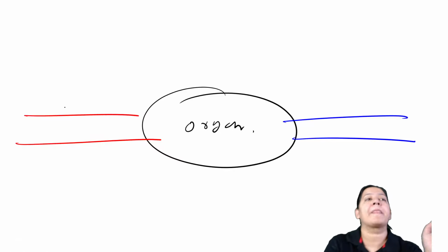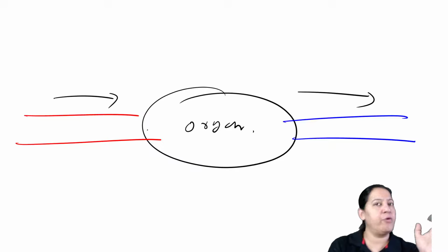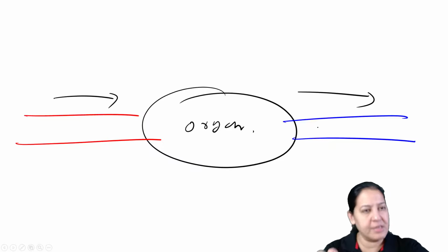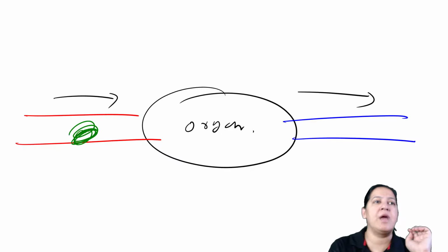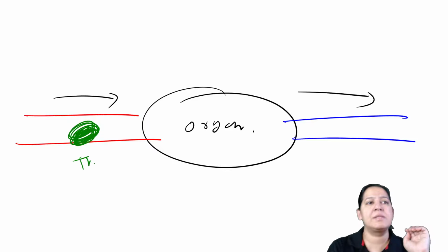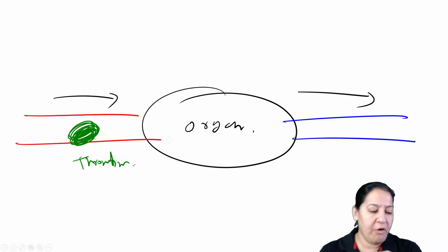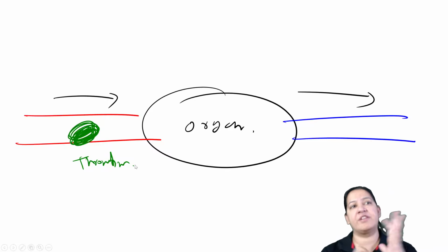And this is the direction of flow. So blood is flowing in this direction. Now imagine a situation where a thrombus is present in the artery. What will be the clinical effect of this thrombus?